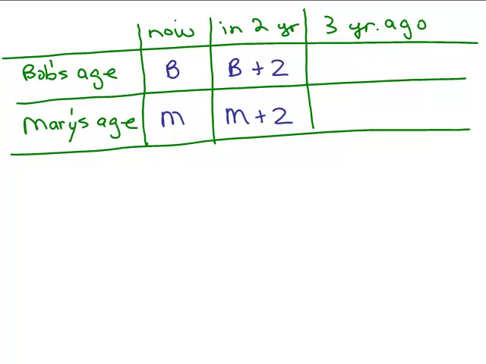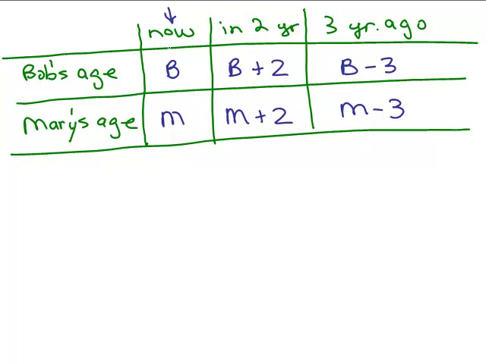What about 3 years ago? So we have to look at the column now, right? I don't know how old they are right now. But 3 years ago, Bob would have been 3 years younger. We would have subtracted 3, right? He'd be 3 years younger. And whatever Mary is right now, we would subtract 3. This is the key idea in age problems.